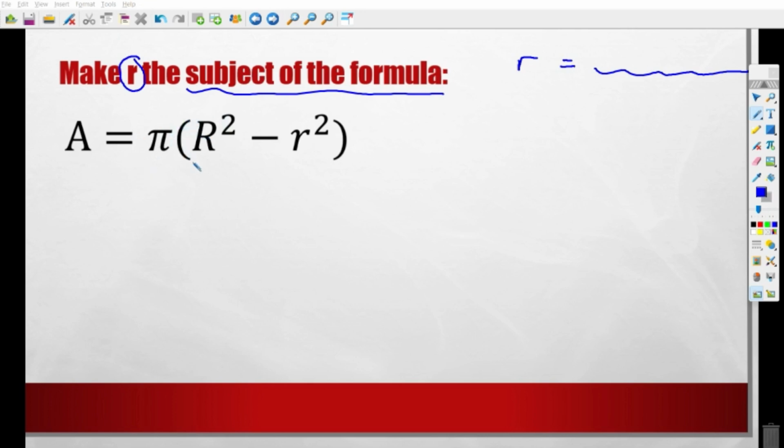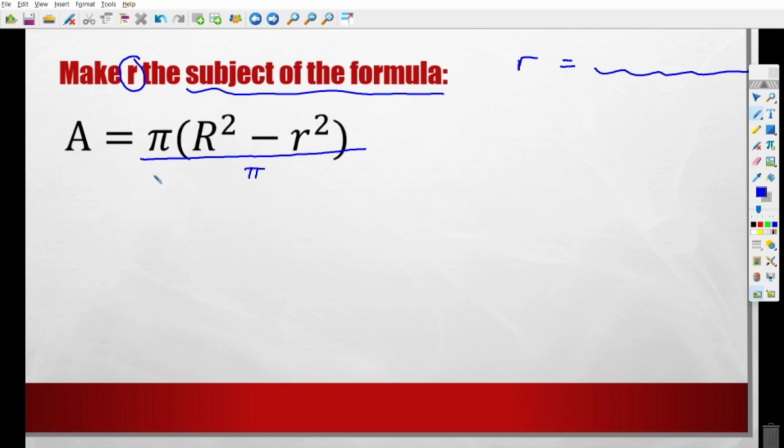I need to free up this bracket, because where's my little r? It's inside. So he's in a jail cell, and there's a guard guarding this jail cell. How am I going to get rid of that guard? I ask myself, what's happening to this bracket? Pi is being multiplied with that bracket. So what's the opposite of multiply? I want to get rid of him. I need to divide. I do the opposite.